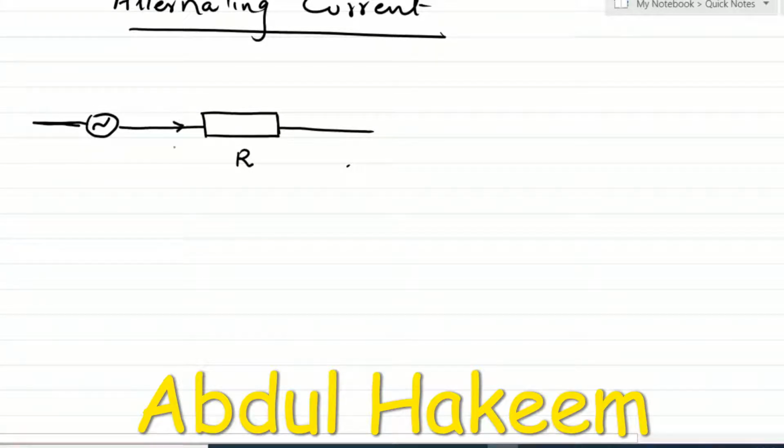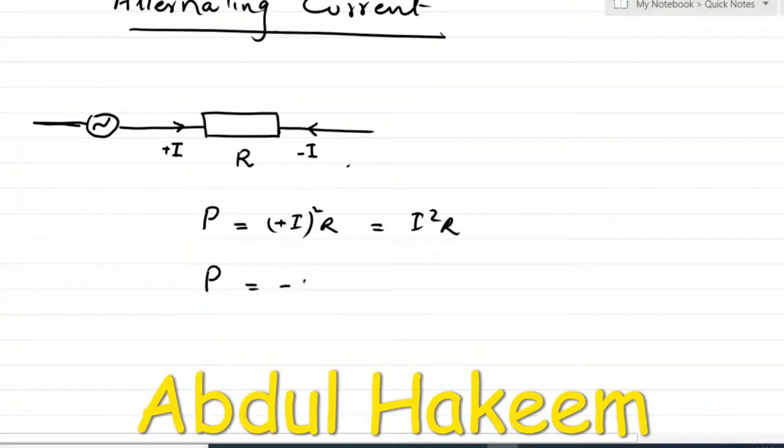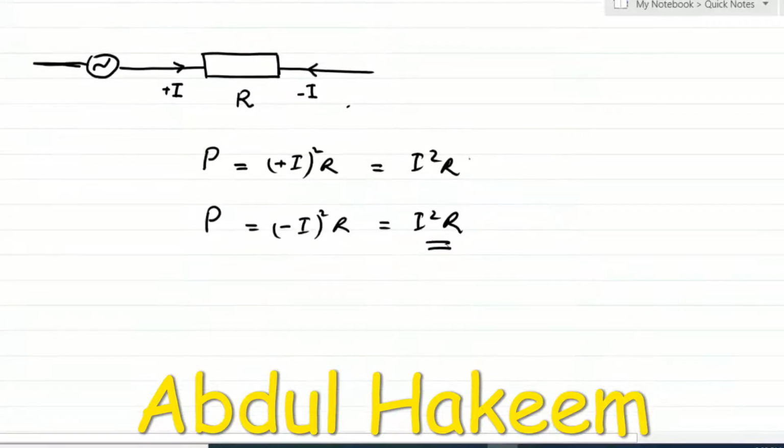The instant at which the current is flowing in this direction, we will calculate the power. Suppose this is the positive direction, positive I square R, so the output power is I square R. When the current is flowing in this direction for the next half cycle, this is negative, then the power is minus I square R, so we will get the same power, I square R.